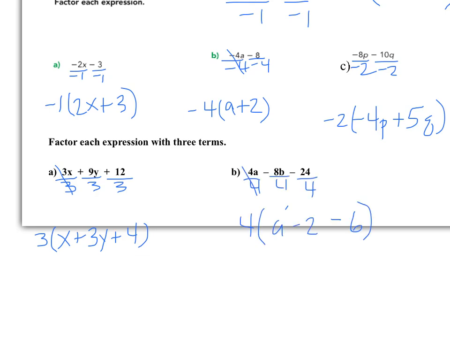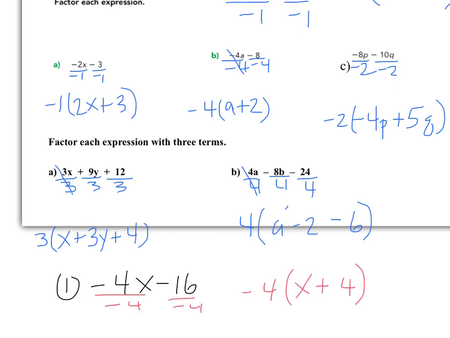Okay, so for this one, we're going to take out 4 from each. They all have a greatest common factor of 4. 4a divided by 4 is a. Negative 8b divided by 4 is negative 2, and negative 24 divided by 4 is negative 6. Okay, and I'm going to give you one more to try. Let's do negative 4x minus 16. Okay? So go ahead and try that one, and then I will go over it with you.